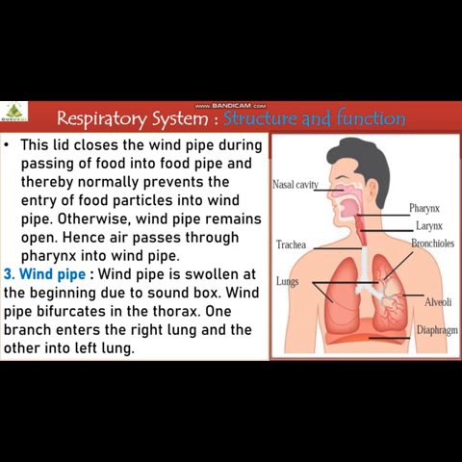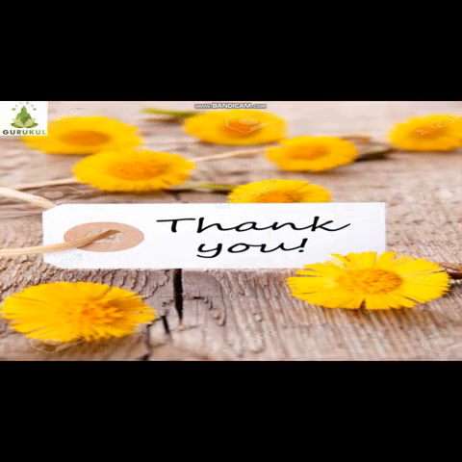The windpipe bifurcates in the thorax. Thorax is the chest cavity. Bifurcates means it divides into two parts. If you see the trachea, it is white in color. Down, it is divided into two parts. One branch enters the right lung and the other into the left lung. So the windpipe bifurcates in the thorax, that is the chest cavity, into two parts, and both the lungs get entry. Next, let us see.